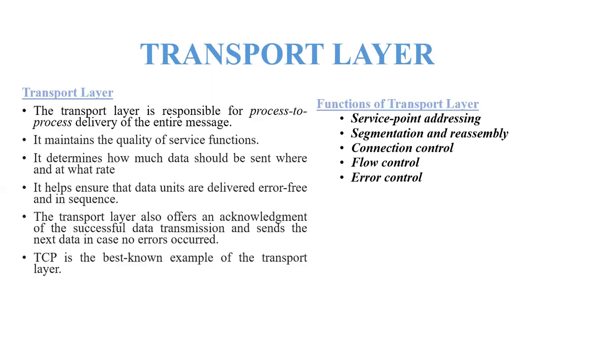Next comes the transport layer. The transport layer is responsible for process-to-process delivery of the entire message. It maintains the quality of service functions. It determines how much data should be sent, where, and at what rate. It helps to ensure that data units are delivered error-free and in sequence. The transport layer also offers an acknowledgement of the successful data transmission and sends the next data in case no errors occurred. TCP is the best known example of the transport layer. Functions of the transport layer are service point addressing, segmentation and reassembly, connection control, flow control, and error control.